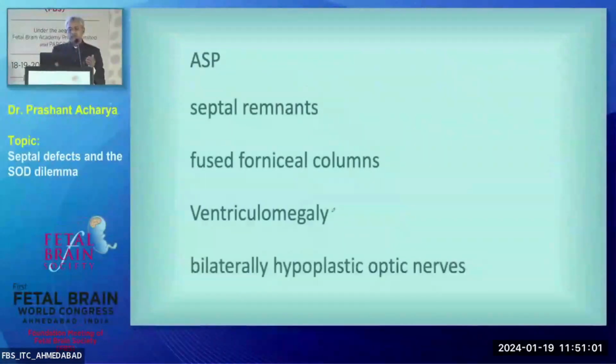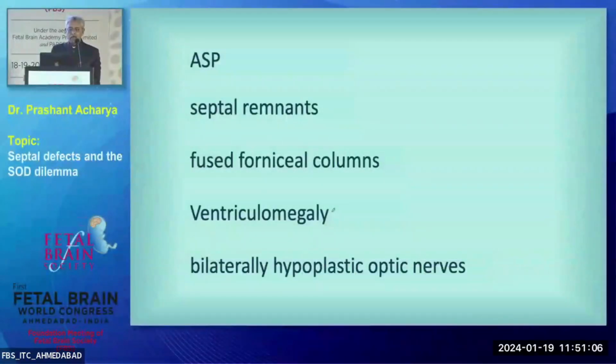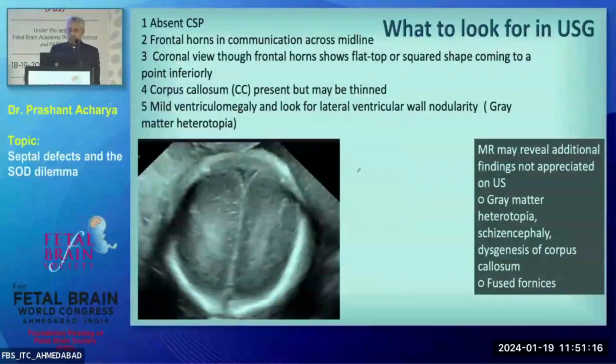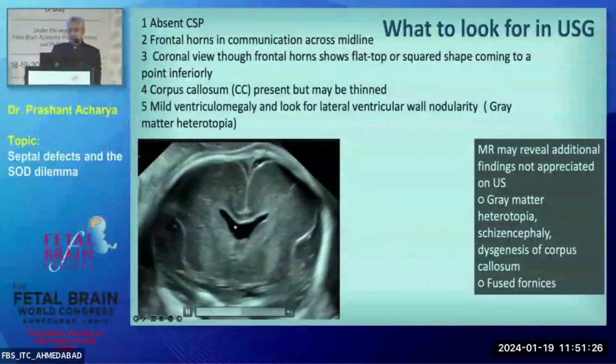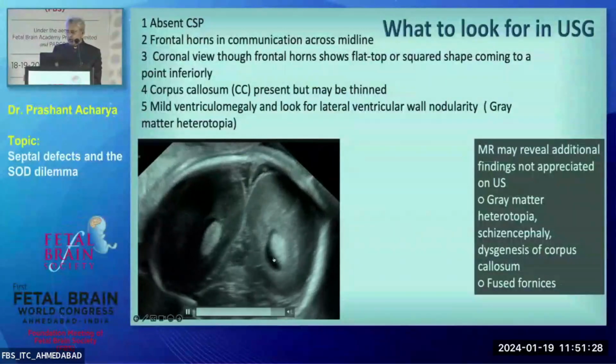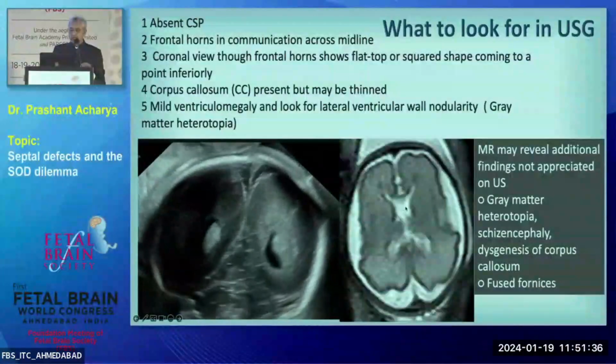And these are the things we are looking at: absent septum pellucidum, septal remnants, fused fornical columns, ventriculomegaly, and bilateral hypoplastic optic nerves. That's what we try to evaluate. That's what is written as associated with absent septum pellucidum. So we try to look for those structures. And on ultrasound, the best evaluation is a coronal image. The moment I look at a coronal image, the falx is good, suddenly the membrane is broken and you have fused anterior horns. If you take an MRI, again you will have the same kind of fusion.